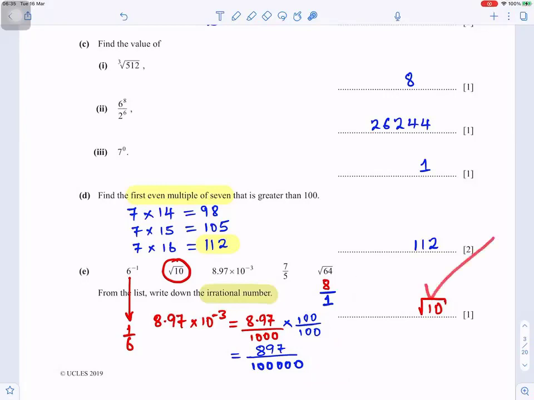So your answer is square root of 10. Because when you find the square root of 10, you cannot express it as a fraction. If you have square root of 10, you have 3.16227766. It carries on.